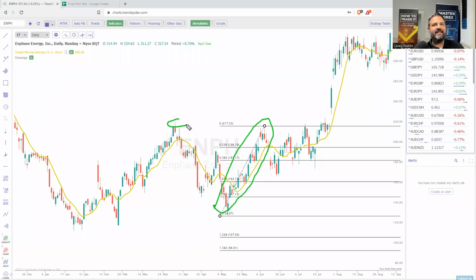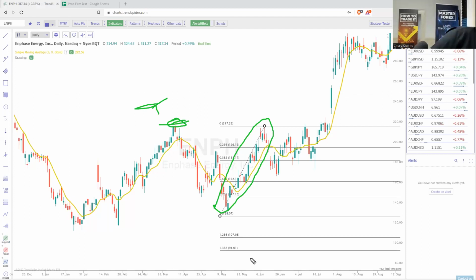It didn't take this out, and that's a really important level to me. So I would still probably say that this is not a clear uptrend. That's not in my favor, but we do have a big bull move, which is in my favor, but not an overall trend because it's not above here.